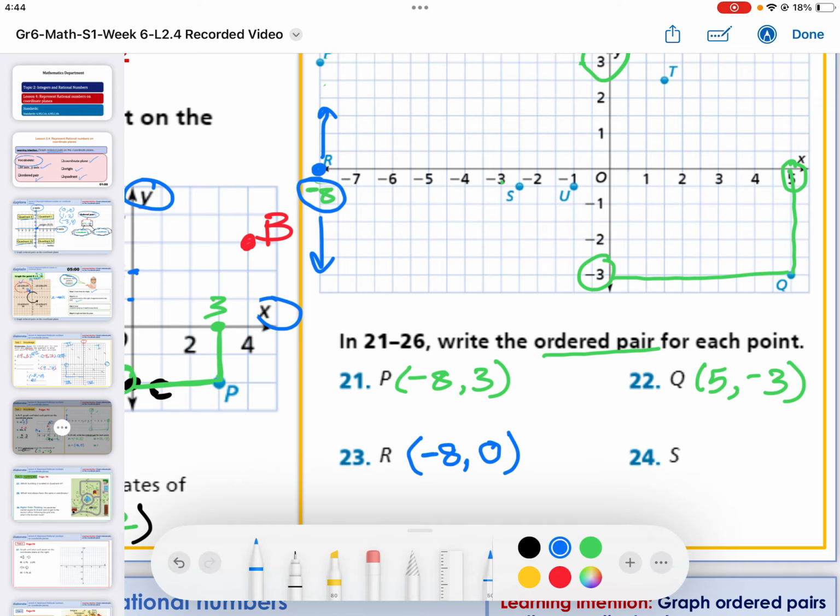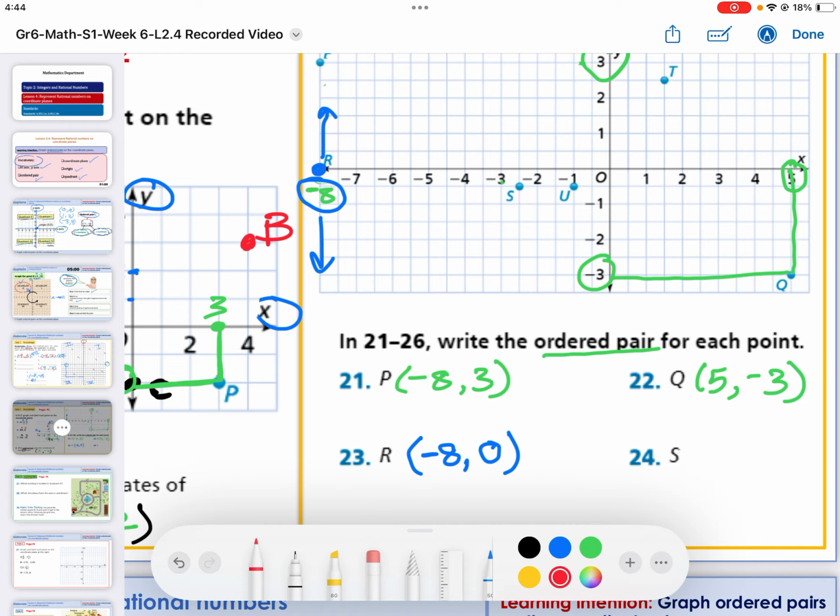R, the x-coordinate is -8 because it's 8 steps to the left away from 0. And the y is 0 because it did not move anywhere above or below. It stayed on the x-axis. Okay, so please be careful with this one. Now let's go here to point S.